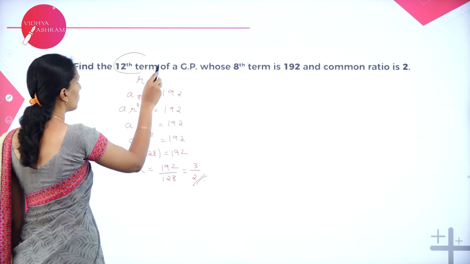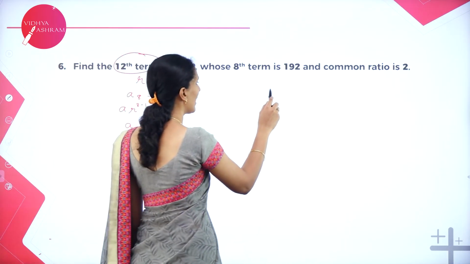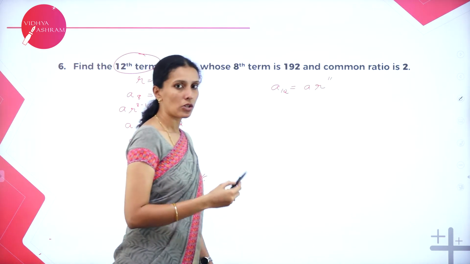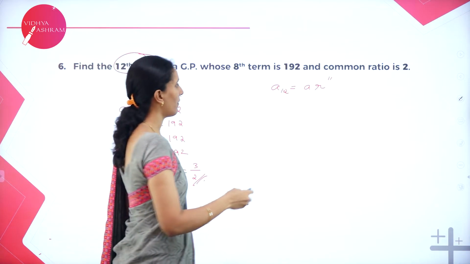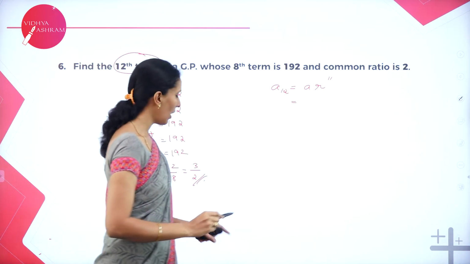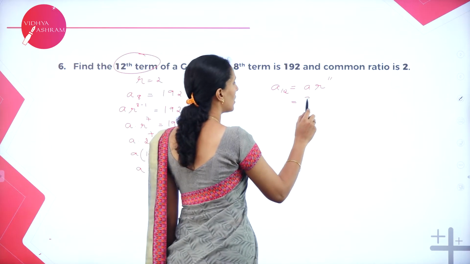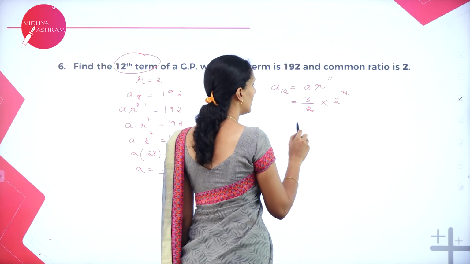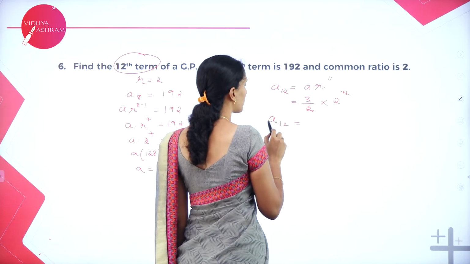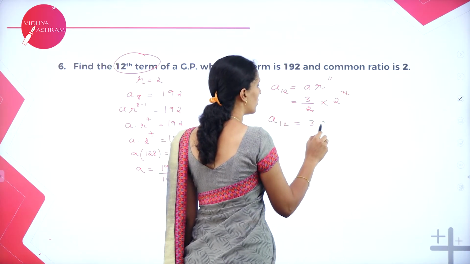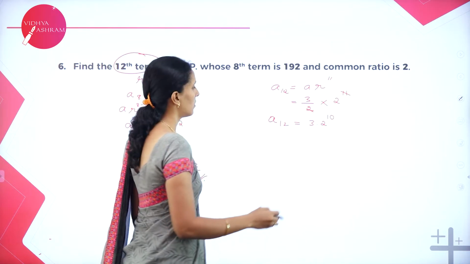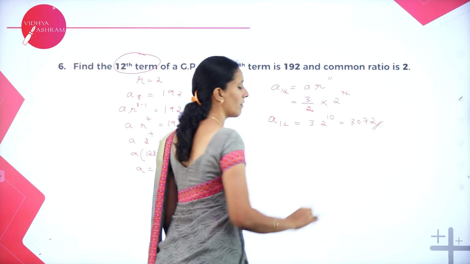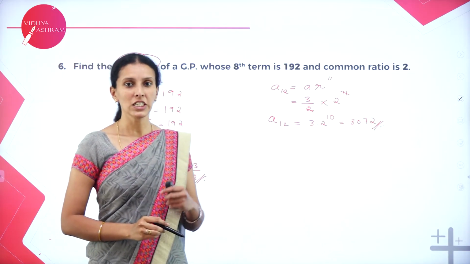Now I need to find the 12th term. So the 12th term is a12, which is equal to a r to the power 11, because n minus 1 means 12 minus 1, 11. So what is a we got? a we got as 3 by 2. So 3 by 2 into 2 to the power 11. We can cancel it. We get a12 in the form of 3 into 2 to the power 10. So that is, you will get this as 3072. So this is the value of the 12th term of the GP.